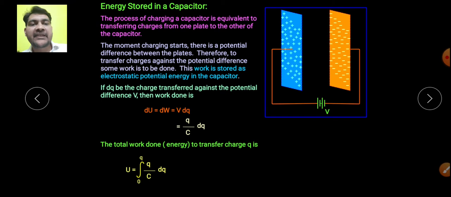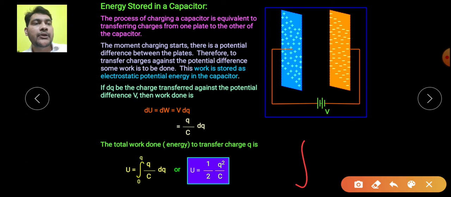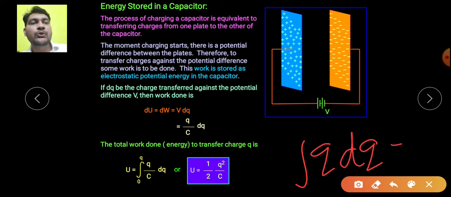So integrating between the limits, initially charge 0, finally charge q, and putting dW equal to q by C into dq from this relation. Here C is constant, you can take C outside the integration sign, and it remains the integration of q with respect to q. Integrating q with respect to q gives q square divided by 2, because the power of q is 1, and on integration the power becomes 1 plus 1, which is 2, divided by the new power 2.